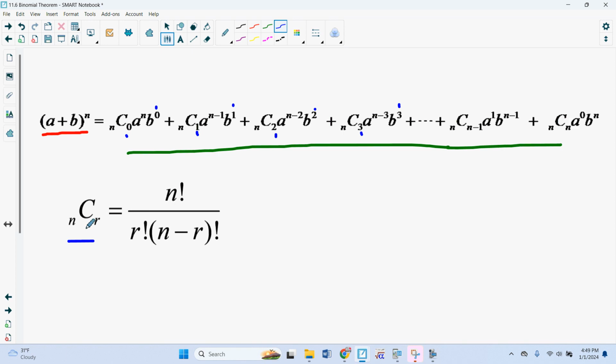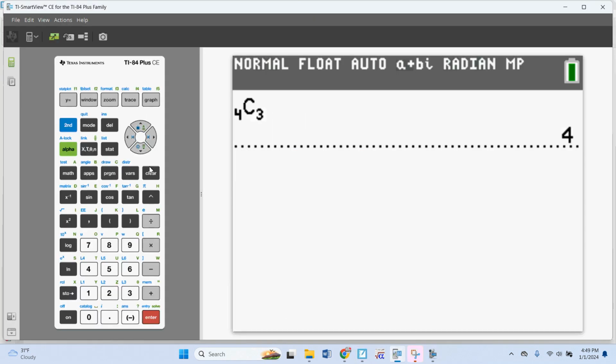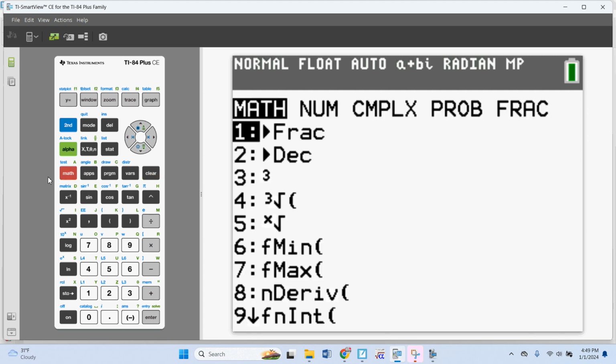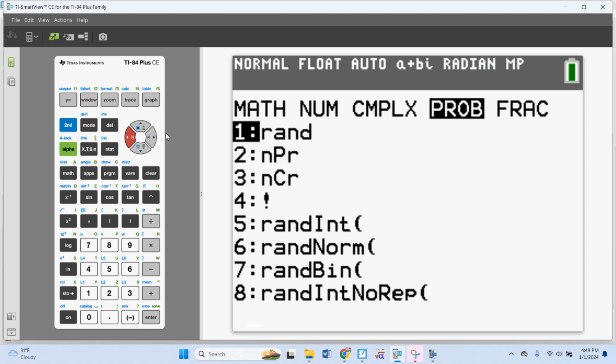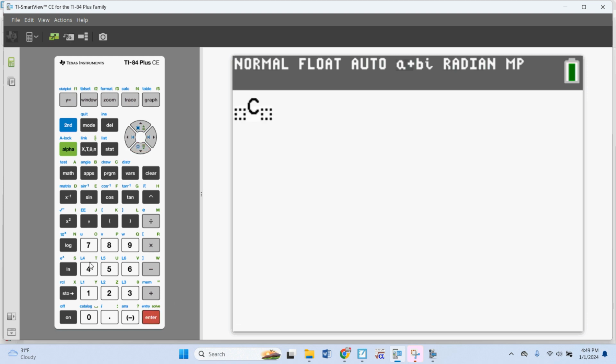Now, this nCr is something, for those of you who have had stats, you have seen this before, and we're not really going to worry about what it actually represents. We're just going to do it on the calculator. And luckily for us, this is built into the calculator. So if you go to Math, you go to Probability, you go down to nCr, and you can type this in. 7, let's go 7, 4.